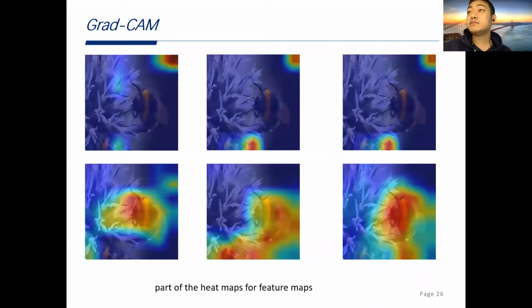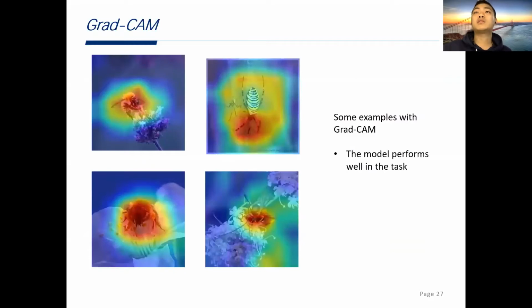Next, in ResNet50 models, 2048 feature maps are used, so the same number of heat maps are computed. Several of them are shown here. Next, we show some other results computed in our project. You can see that the model performs quite well on the classification task. It mainly concentrates on the target, not the background or other objects, such as flowers.